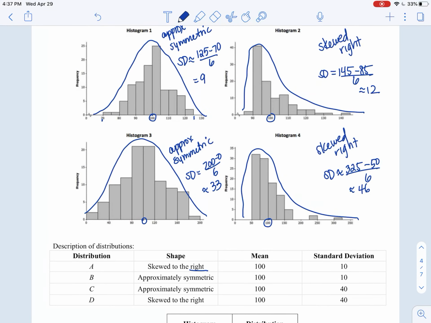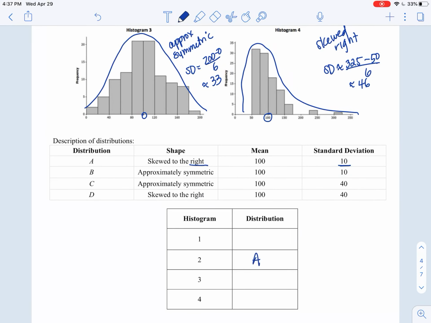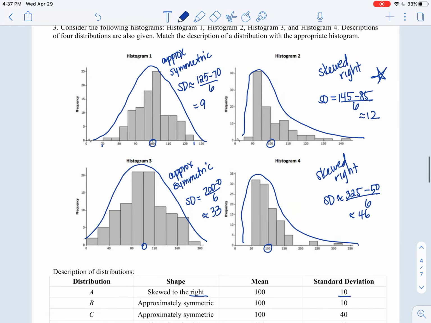Look at the values that are actually in the table. Skewed to the right, again, means are not going to be different, so I don't have to worry about that, but has a standard deviation close to 10. Look at the 2 that were skewed to the right. Which one seems to have a standard deviation closer to 10? That looks like histogram 2. So histogram 2 is letter A.